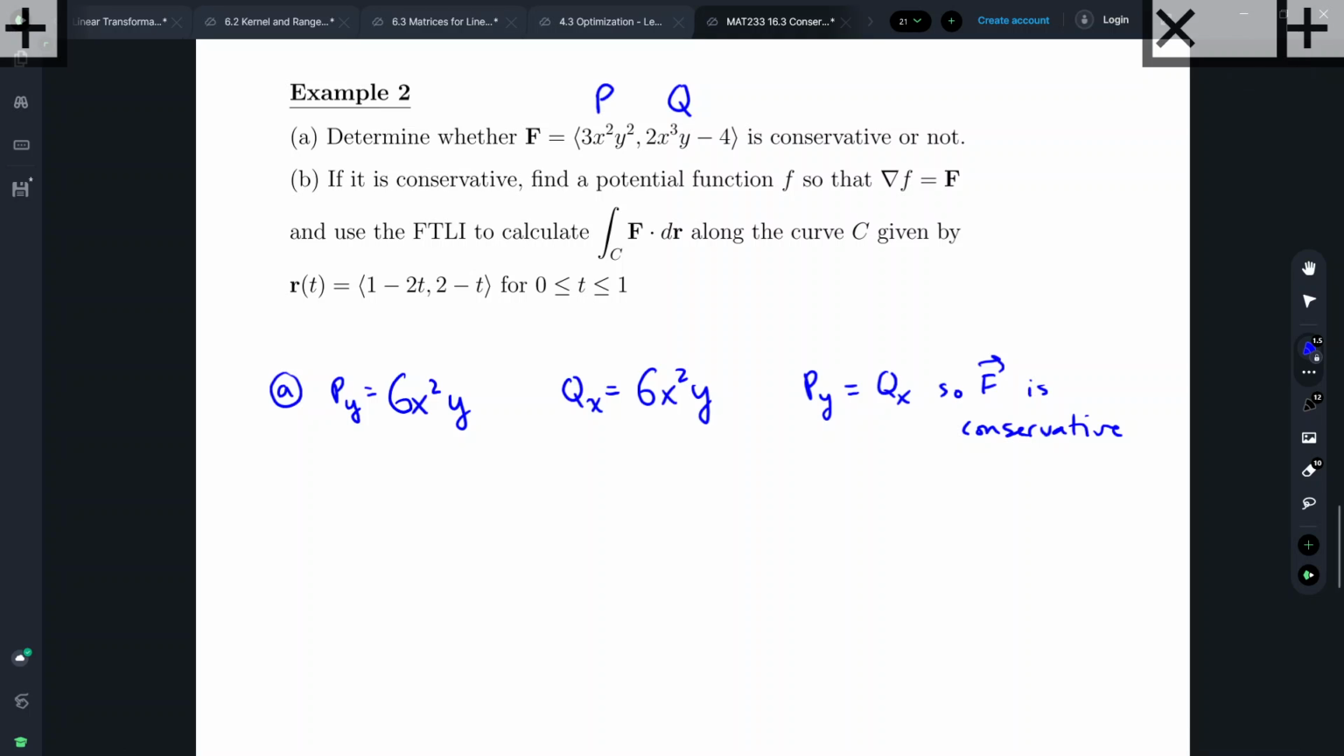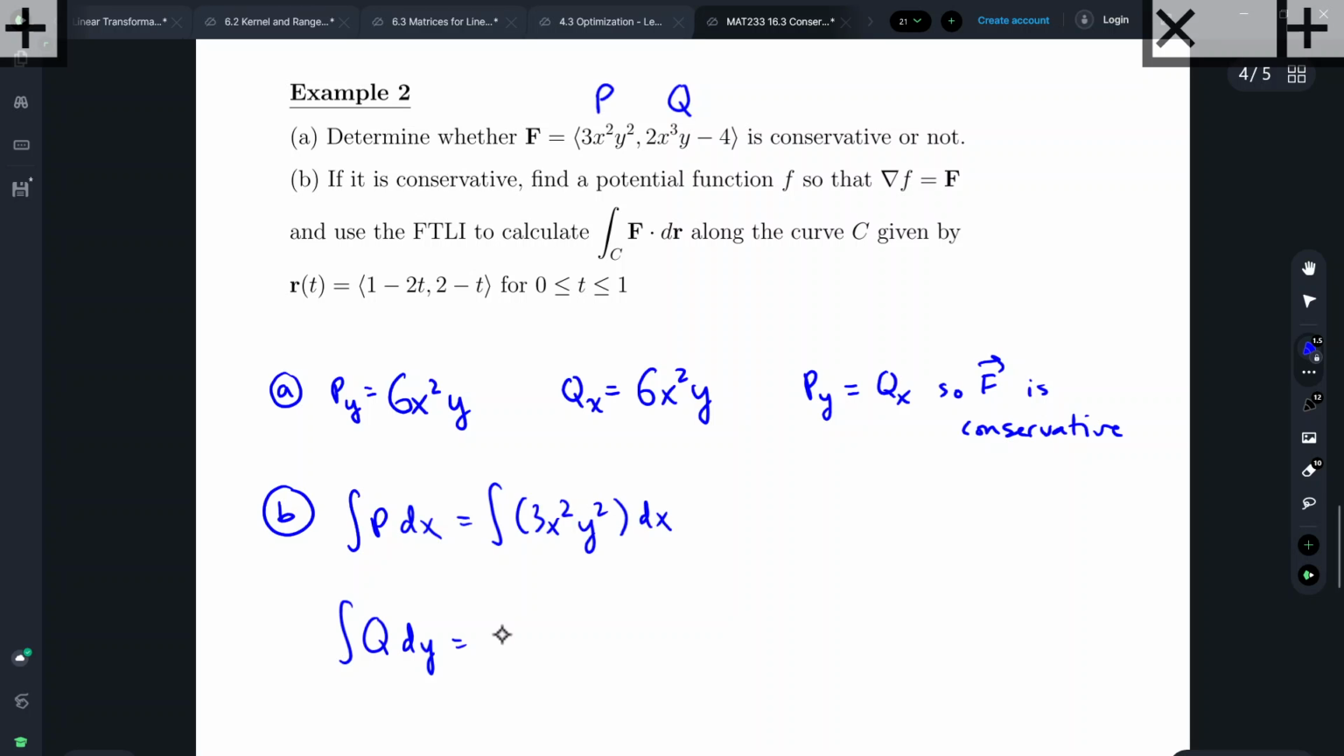Okay, so now we need to go ahead and find the potential function. We need to calculate two integrals: the integral of P with respect to x, and also the integral of Q with respect to y. What was P again? That was 3x squared y squared. And what was Q again? It was 2x cubed y minus 4.